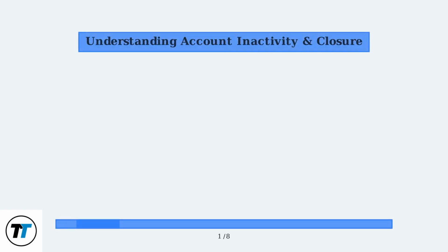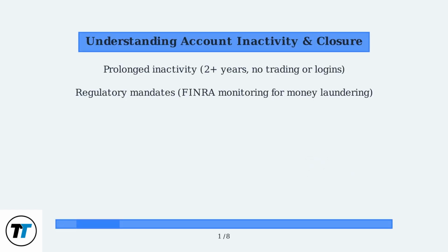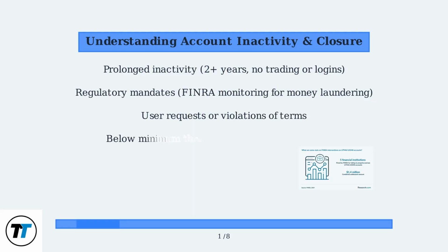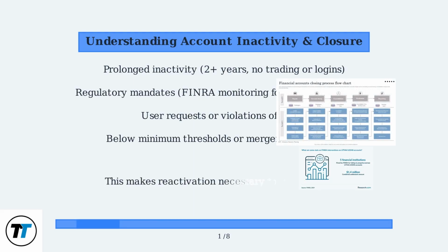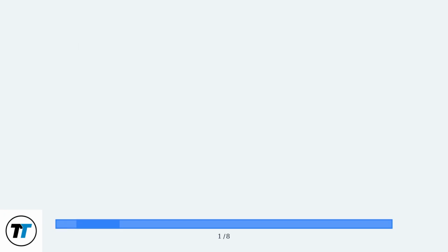Interactive Brokers may close or deactivate accounts due to prolonged inactivity, typically after 2 or more years with no trading or logins. This includes regulatory requirements from FINRA to monitor dormant accounts and prevent money laundering. Accounts can also close due to user requests, falling below activity thresholds, violating terms of service, or corporate events like mergers. Understanding these reasons helps explain why account reactivation becomes necessary.